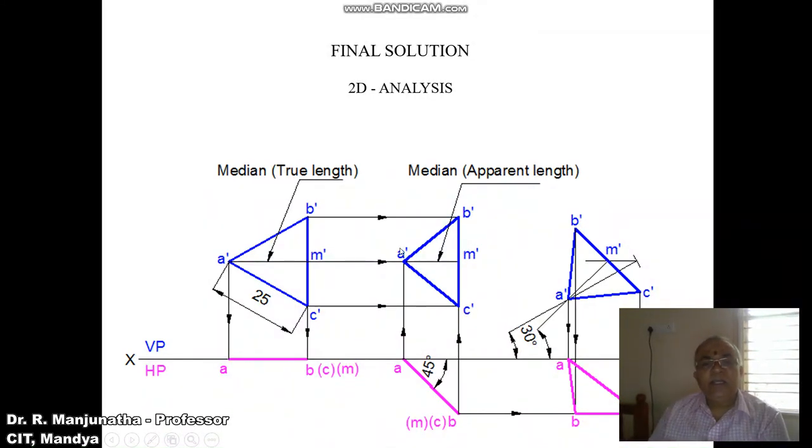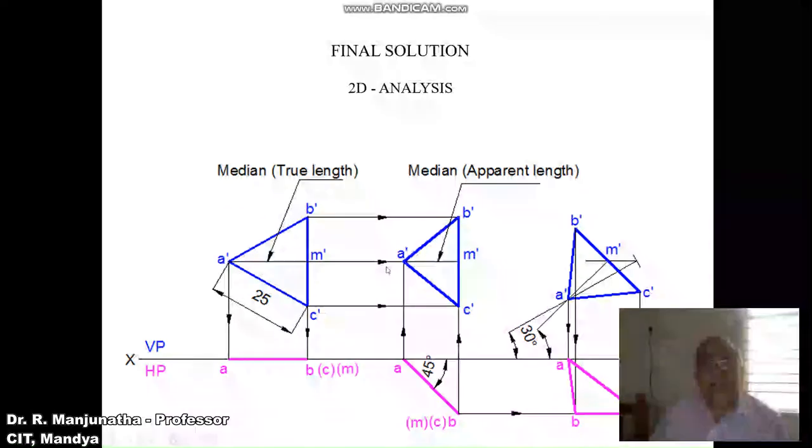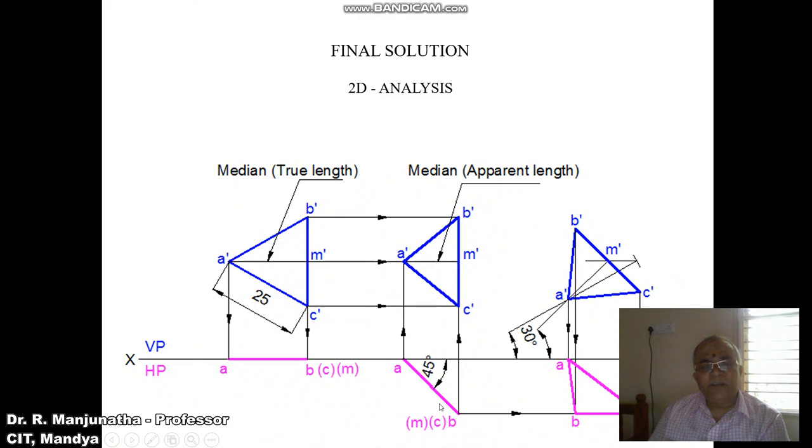And then join A dash to B dash, B dash to C dash, and C dash to A dash with a dark line. And here, since the surface is inclined at 45 degrees, as the median passing through the corner is inclined at 45 degrees, now in this front view you are going to get the apparent length. As it says, the median passing through the corner on which the lamina is resting is inclined to HP at 30 degrees, so he has given the true inclination.